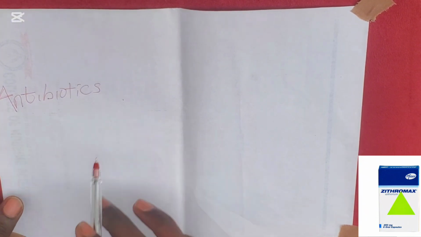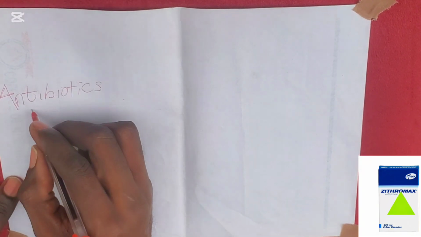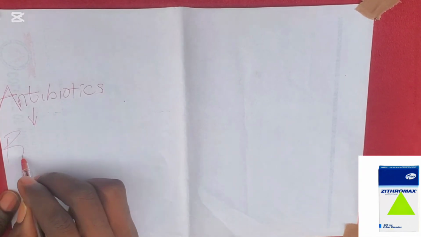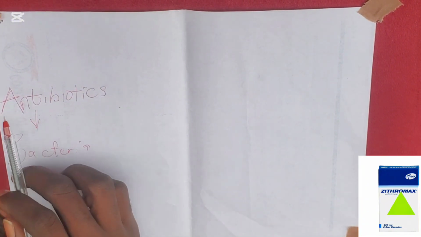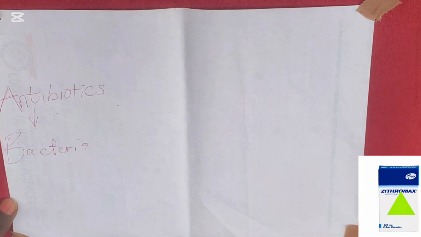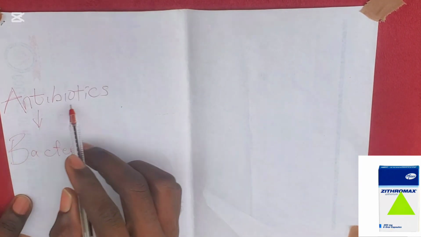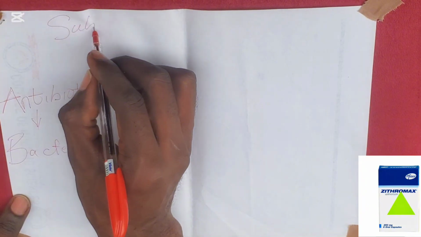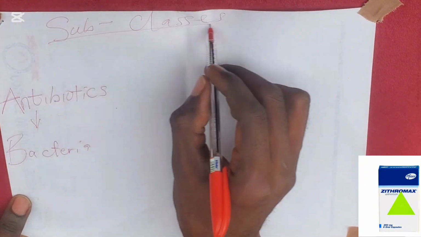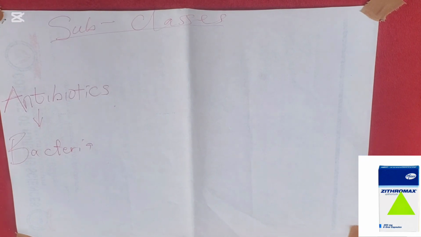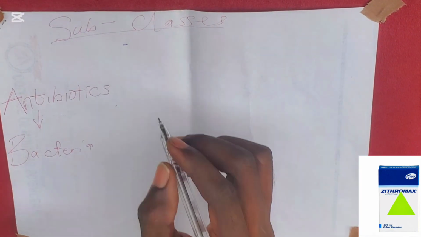Now, antibiotics, like I said, is targeting bacteria. So the target of this is going to be bacteria. That is the target of all antibiotics. And now we have classes, subclasses, because antibiotics is a class. So we have subclasses of antibiotics. Now we're going to start with the number one, which is called the beta-lactam.